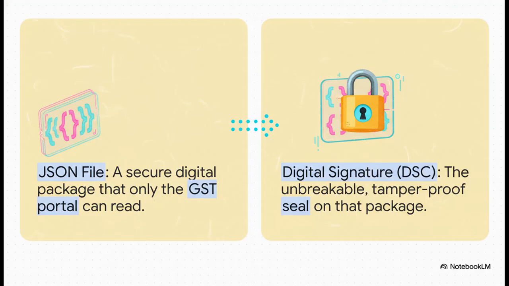Now, I know words like JSON and DSC can sound a little techy, but the idea is actually super simple. The JSON file, just think of it like a secure digital box that has all the reconciliation data packed inside in a language that only the GST portal can understand. And the digital signature, or DSC, that's the auditor's unbreakable, tamper-proof seal on that box. It's what proves it's authentic.